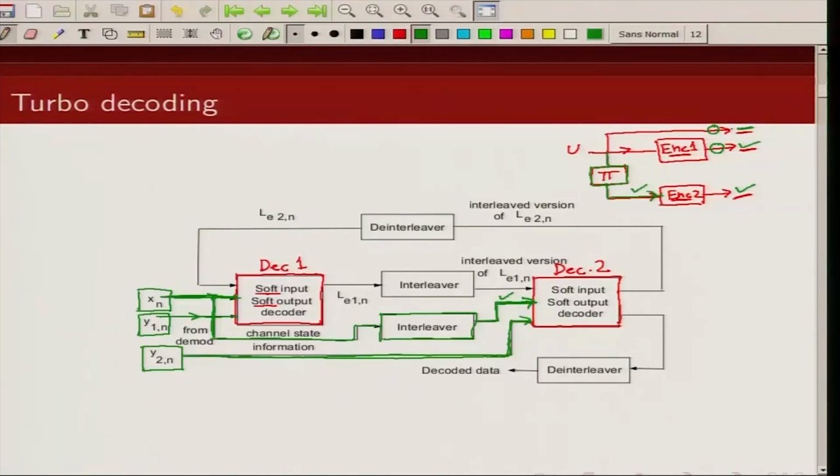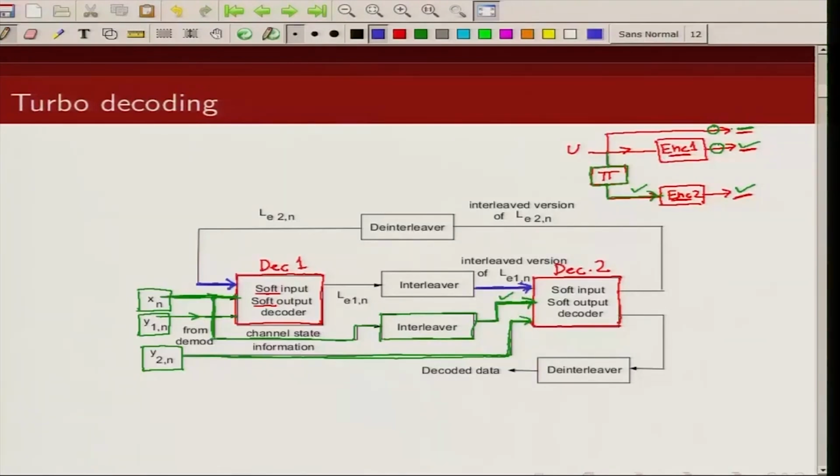What else is input to this decoder? There is a third input to this decoder, which is this one and this one. And what is this input? This is a priori knowledge about the information sequence. What is the a priori knowledge about this information sequence that is being fed here as the third input? So this third input that you see to decoder 1 is the a priori knowledge about the information sequence.